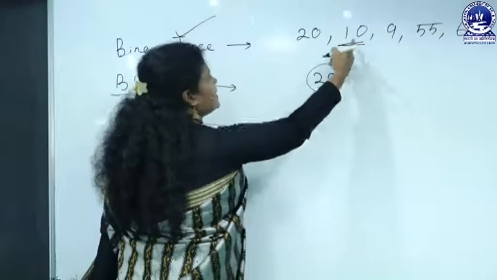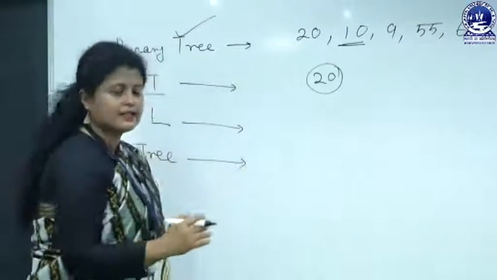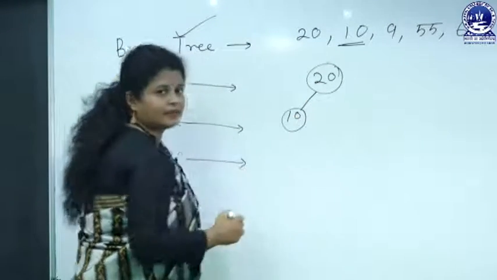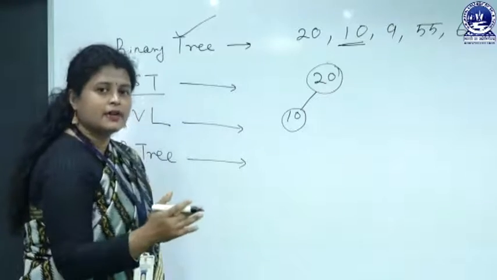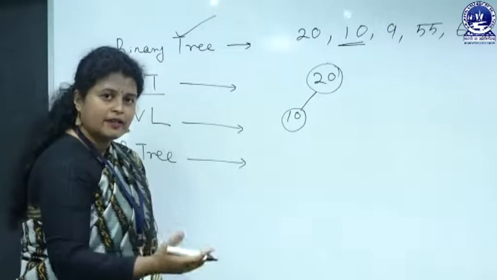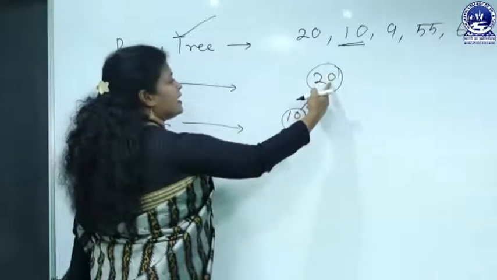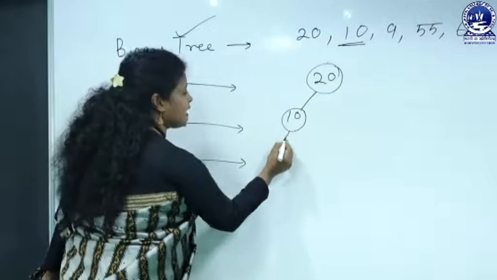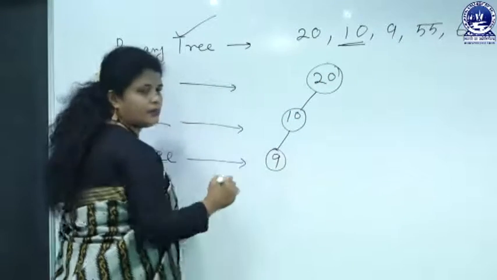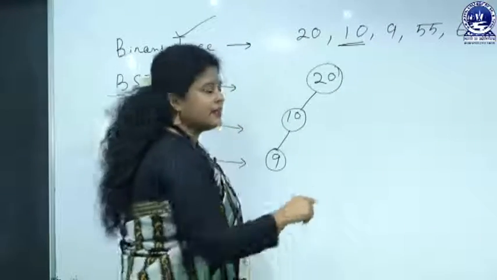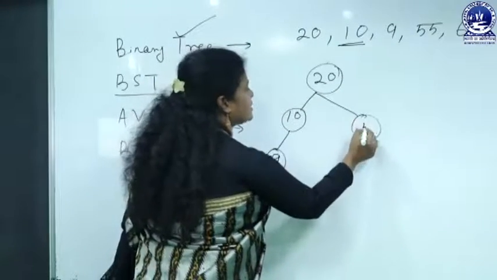When 10 is coming, as it is lesser than the root value, we will place 10 here. This is the property: less value on the left side, higher value on the right side. Then 9. Now we will compare 9 with this, 9 with this, and 9 will be placed here. Then 55. 55 is greater than 20, that's why 55 will be placed here.